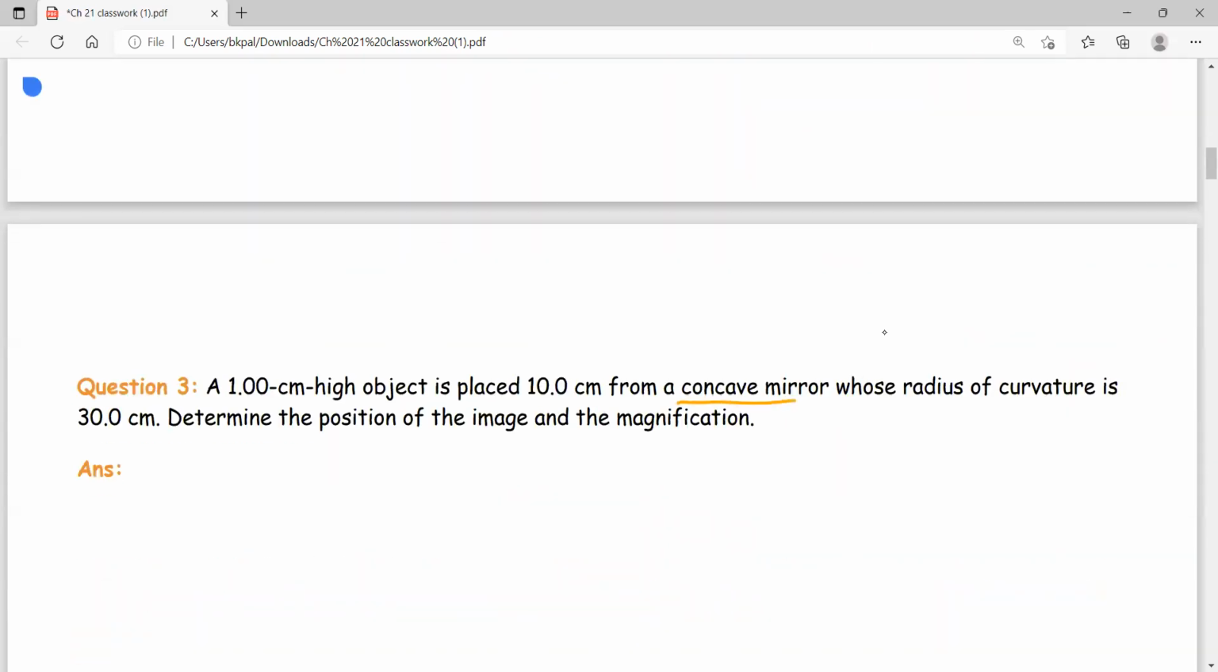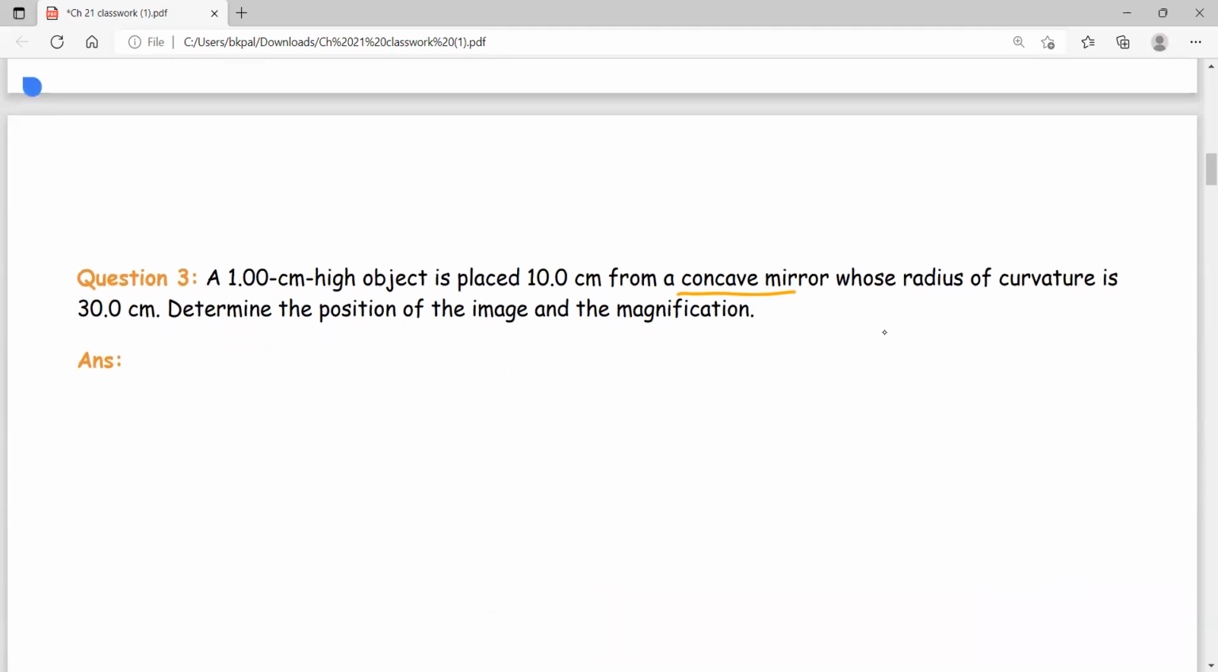Okay, so let's do it. Concave means the focal length is positive. So what we are given in this case is that the concave mirror has a radius of curvature of 30 centimeter. Here we are given the radius of curvature, that's why to get the focal length we have to divide it by 2, because this is r by 2. And r is positive here because it is a concave mirror.